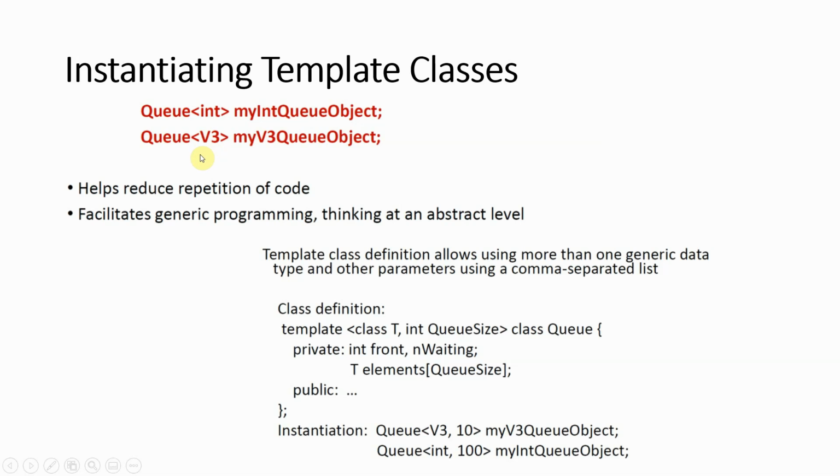It's basically a generic way of writing programs. It reduces repetition of code. We don't have to write the class twice. It helps us to write a generic program, and we think at an abstract level. We don't have to focus on the data type, what is the data type? We'll see how this is also going to be helpful when we want to write functions.